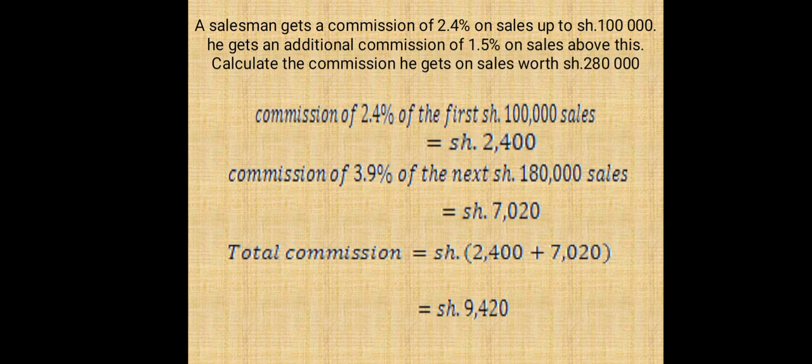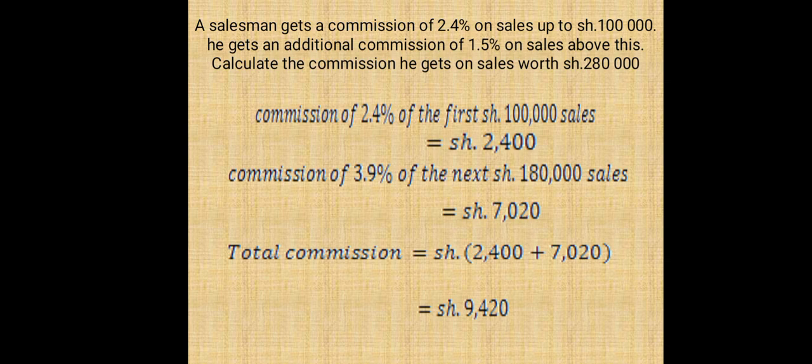A salesman gets a commission of 2.4% on sales up to 100,000. He gets an additional commission of 3.9% on sales above this. Calculate the commission he gets on sales worth 280,000.